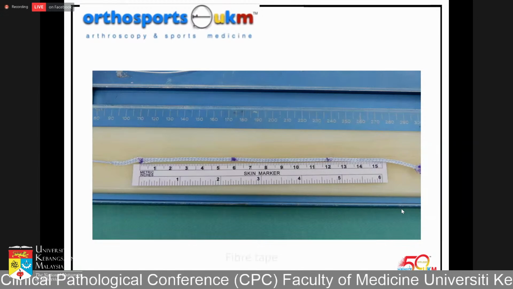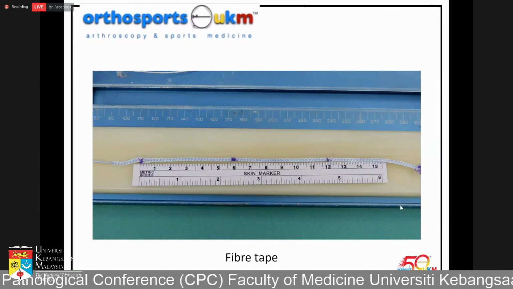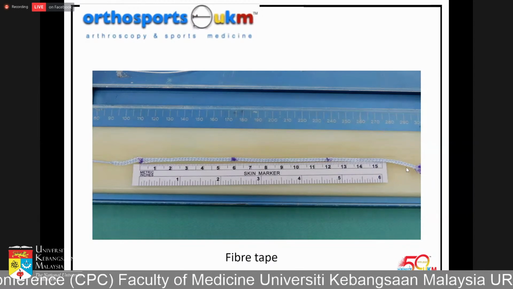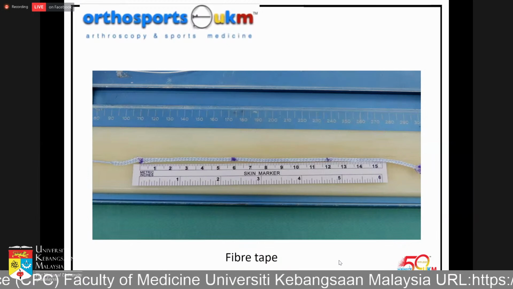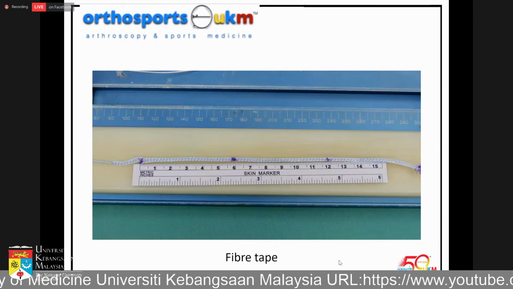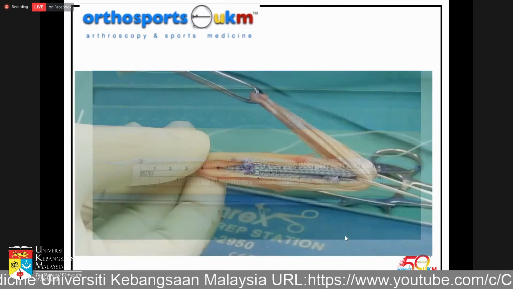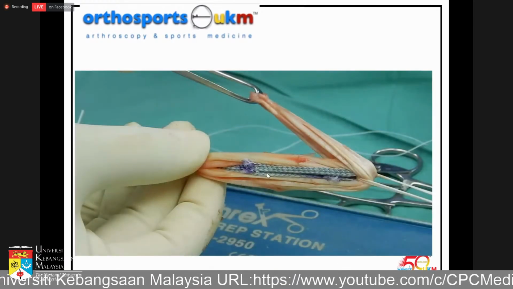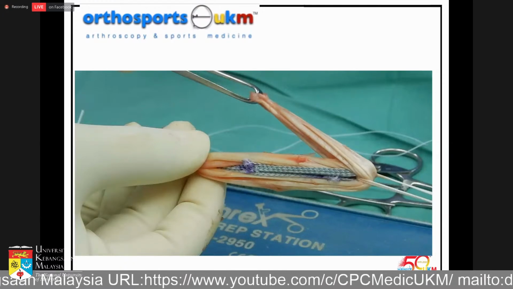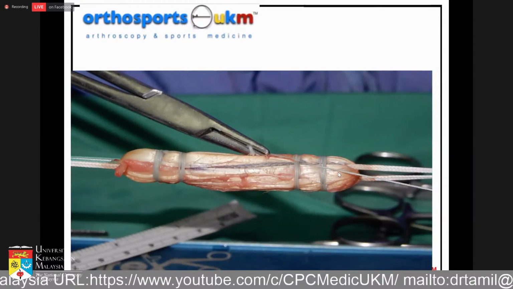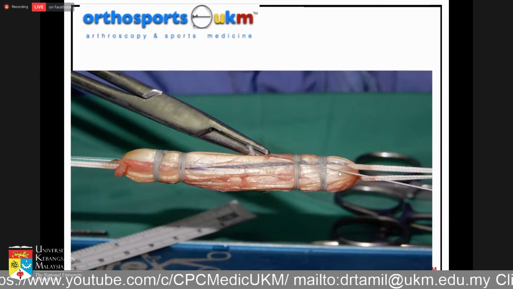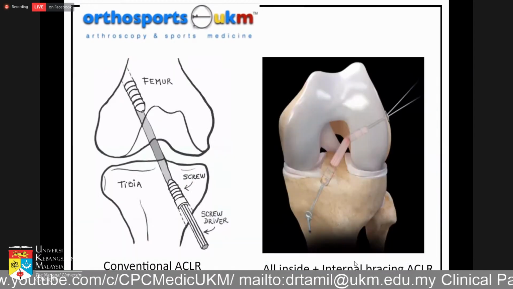This is what we call the internal bracing. We put in a fiber tape, which is about 18 centimeters long. This tape is used to augment the hamstring graft, to strengthen it. So what we did is we fold the tape and we fold the hamstring graft around the tape. And this is the final result, the images of the graft prepared to be inserted into the patient's leg.